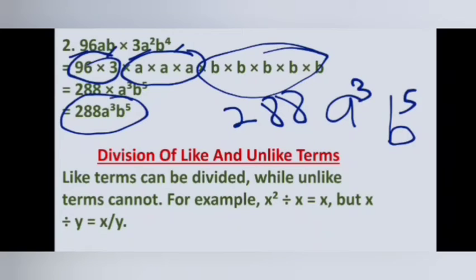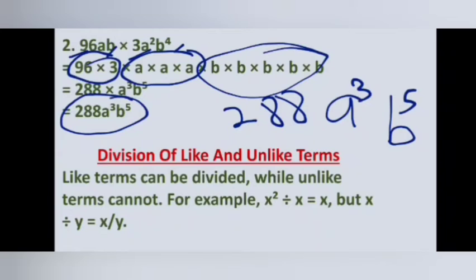Multiplication is so simple. You multiply the digits first, the numbers. Then when you're done with that, you can multiply the letters, whether like or unlike terms, because multiplying the letters is possible in like and unlike terms. So you can multiply them together, as easy as that. And let's see division of like and unlike terms.